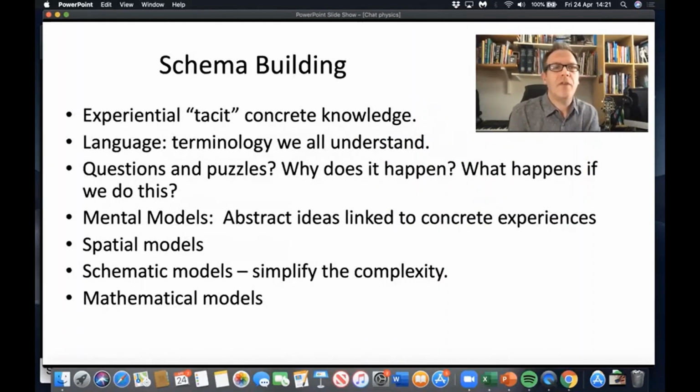So just to finish off then, this is what I'm thinking. This is what you need to be thinking about: schema building. What is the tacit, concrete knowledge you can provide them, which they need, which you can't just tell them? What is that? What language do you need? What terminology should we all understand? If we're talking about force, if we're talking about condensation, do we know what it means? Can they connect that to their experience? What are the problems that come out? What are the questions we're asking?